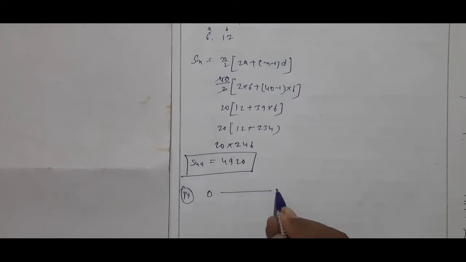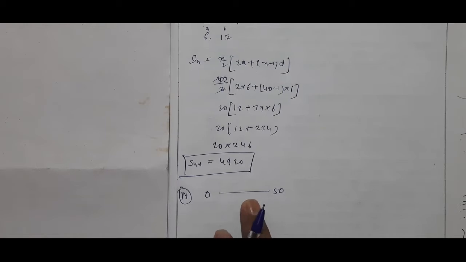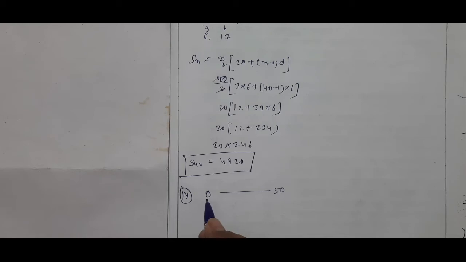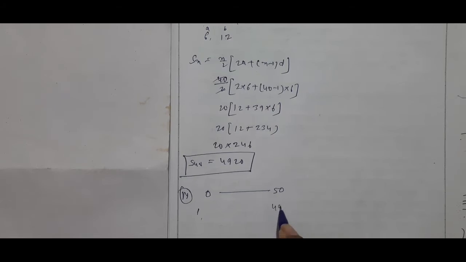From 0 to 50, there are so many odd numbers, and we have to find the sum of these odd numbers. The first odd number after 0 is 1 and the last odd number before 50 is 49. We know that if the first odd number is 1, then the next will be 3, then 5, then 7, like this.